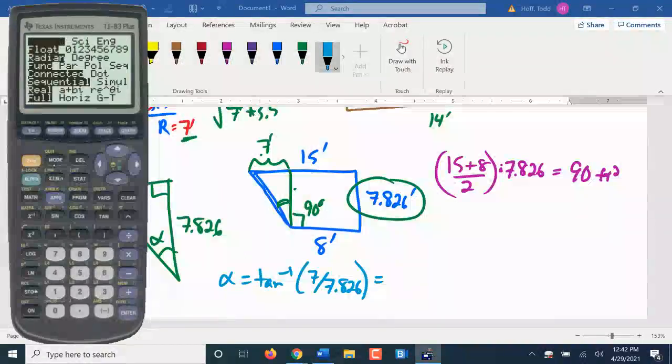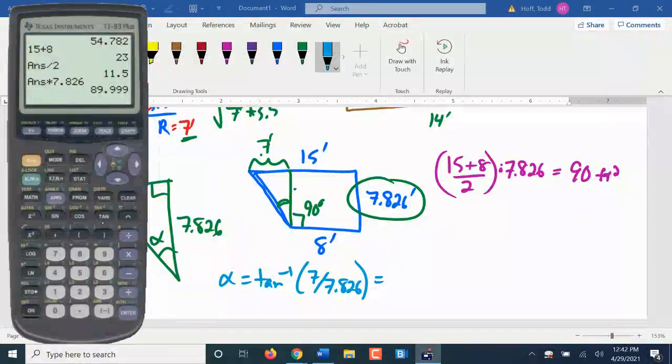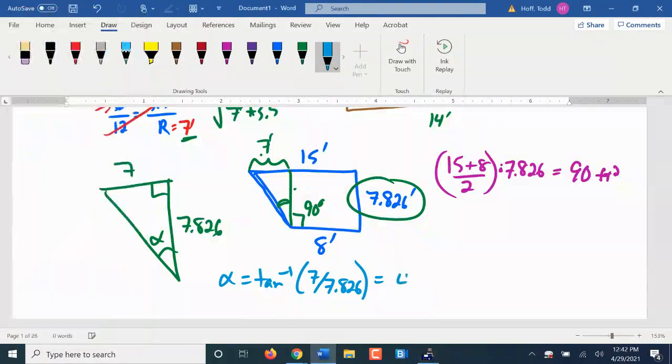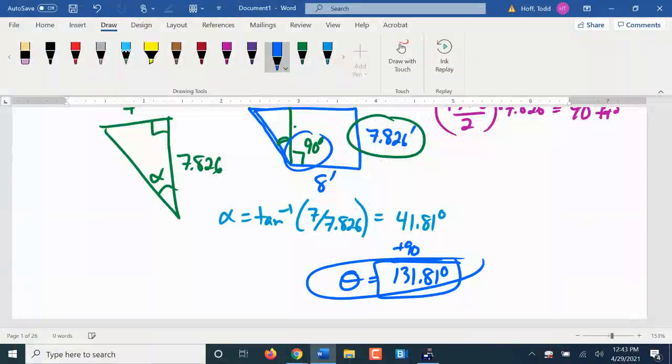Make sure my modes are set correctly. They're not. Get to degrees. Inverse tangent is 7 divided by 7.826. Gives 41.81 degrees. We have to add the 90 degrees here, which gives 131.81 degrees. That is our angle theta. That's everything we were asked to find in that particular problem. Any questions there?